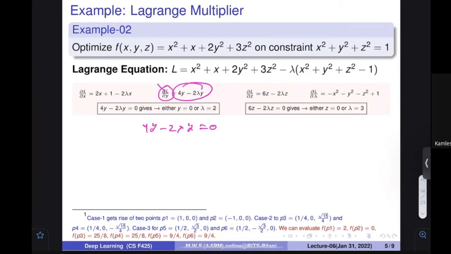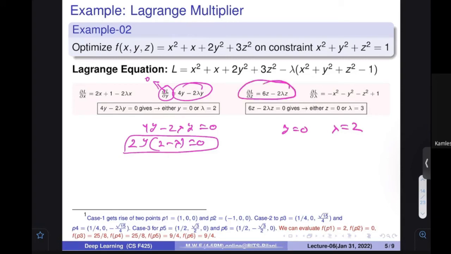Because when it would be optimized, the value would be 0. Here you can take 2y common, so 2 minus lambda is equal to 0. And if 2y times (2 minus lambda) is equal to 0, it means either y is equal to 0 or lambda is equal to 2. This is the condition.